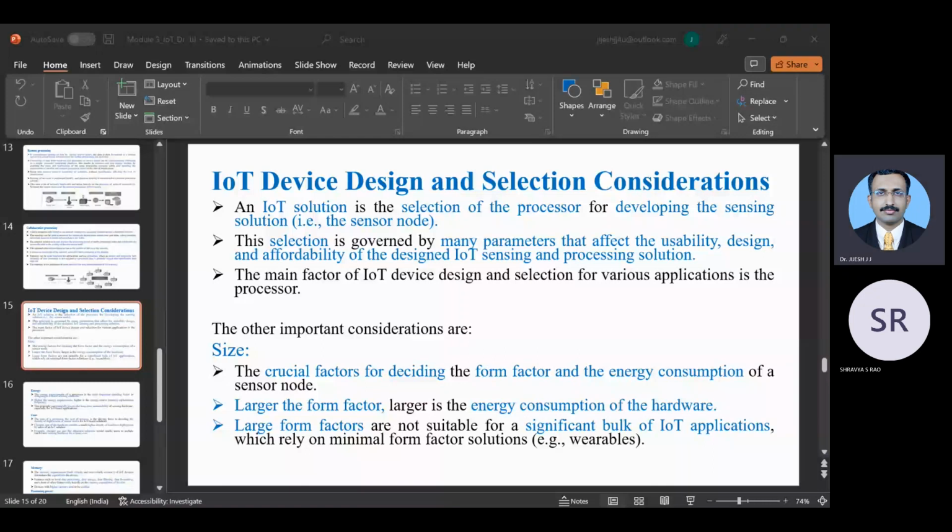You see all these things when you are designing an IoT node. You need to see the size. See what all things we are going to see here. You need to see the same way. You need to see the size.